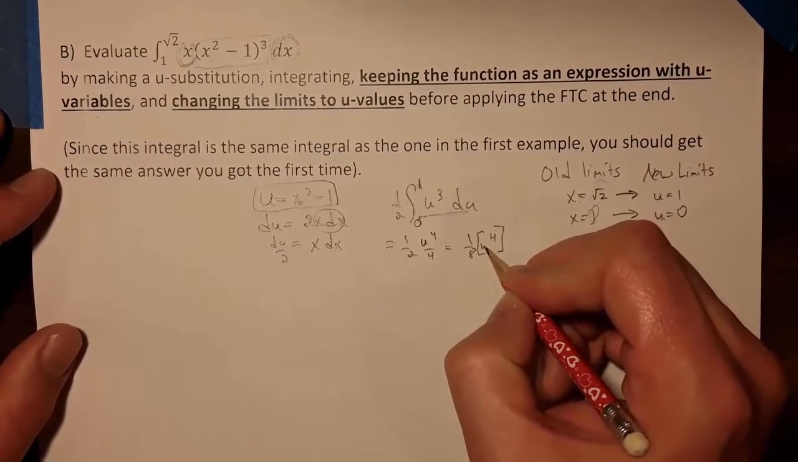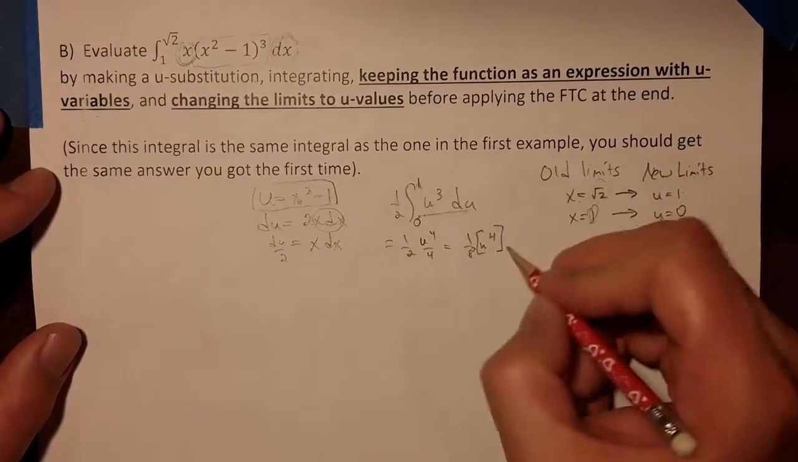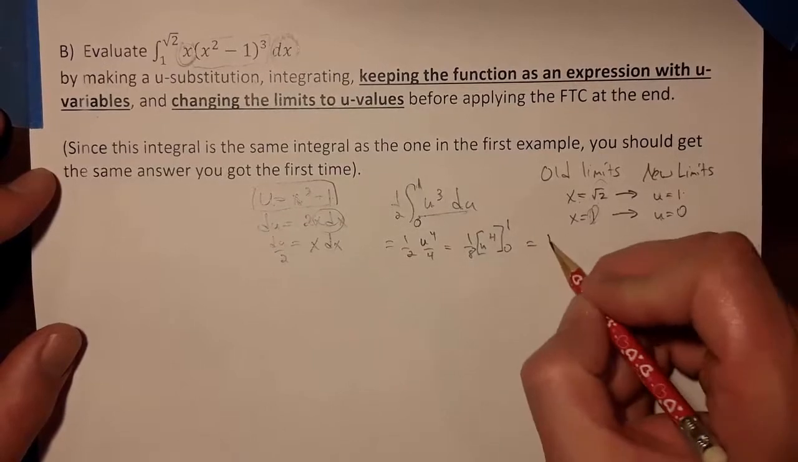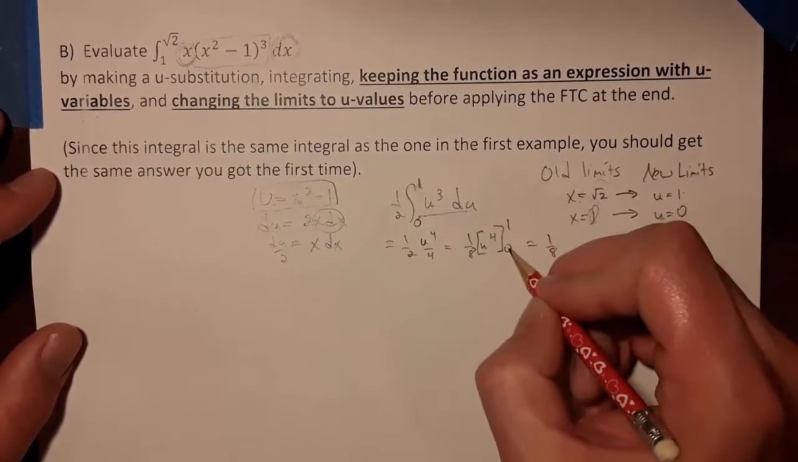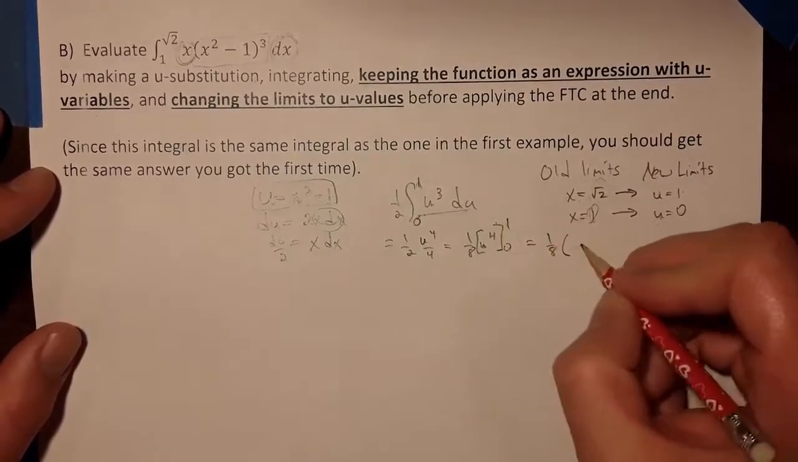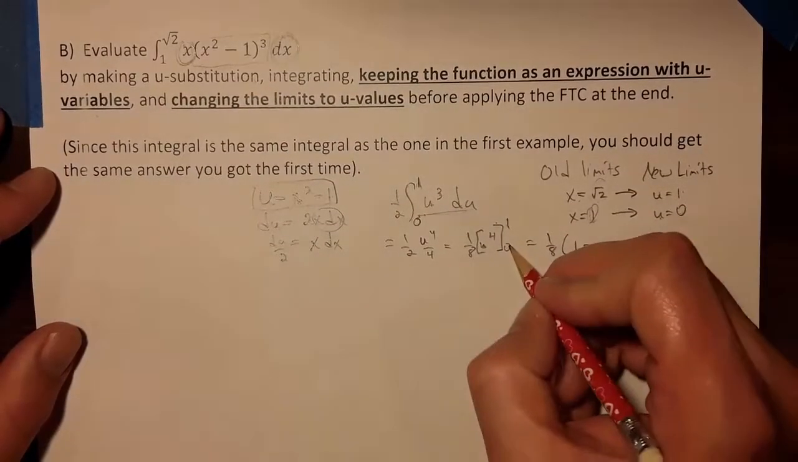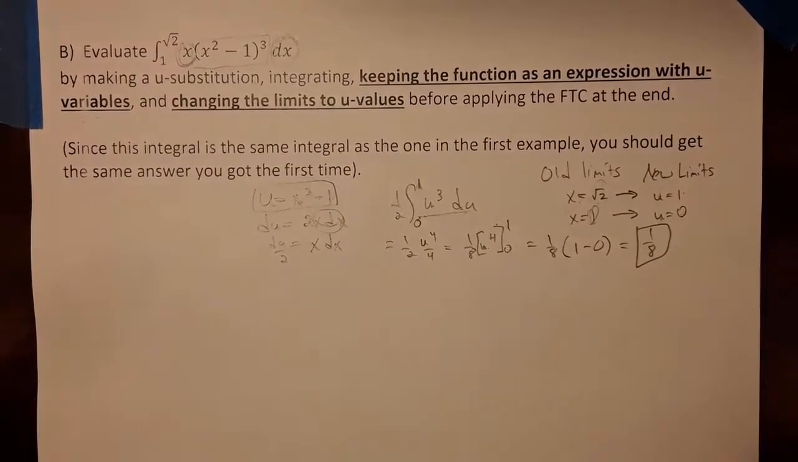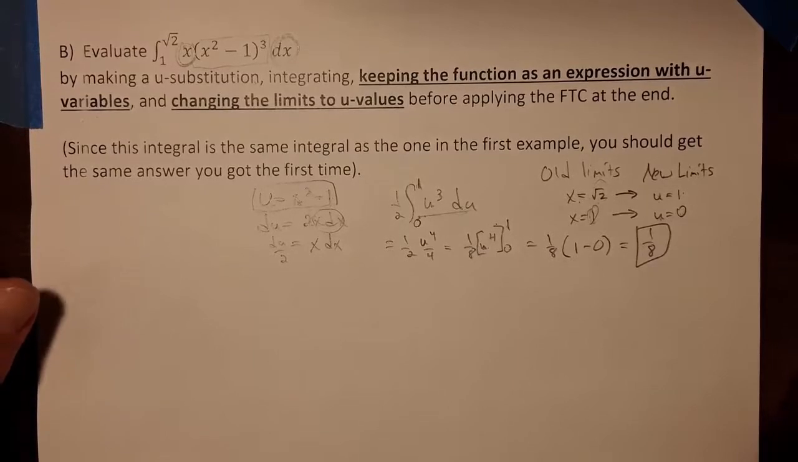I don't need to write u in terms of x like I did on the last problem, because I've got u values that are compatible with it. I can literally just plug these in. If they're u values, I can plug them in for u here. So I get 1 to the 4th, which is 1, minus 0 to the 4th, which is 0, and once again, I get 1/8 for an answer, just looking at it in a little different manner.